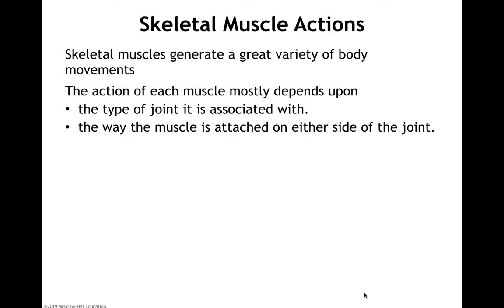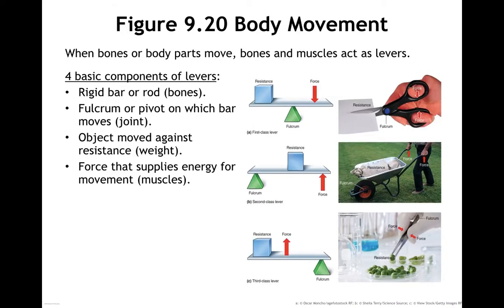Muscle actions. Skeletal muscles generate a large variety of body movements. The action of each muscle is going to be dependent upon the type of joint it's associated with and the way the muscle is attached on either side of that joint. When bones or body parts move, the bones and muscles are acting as levers.